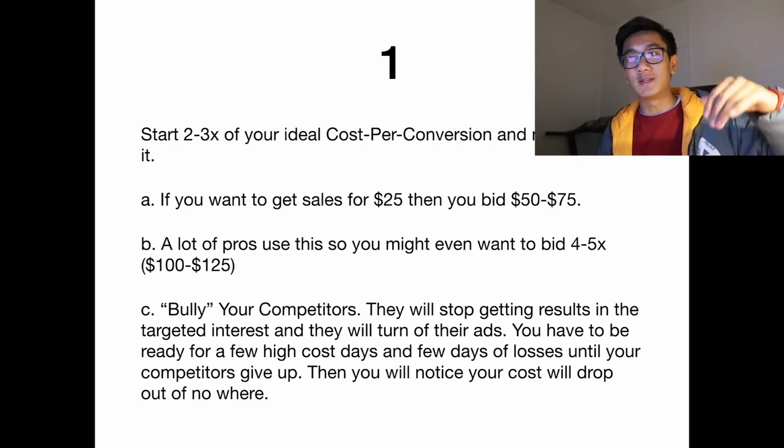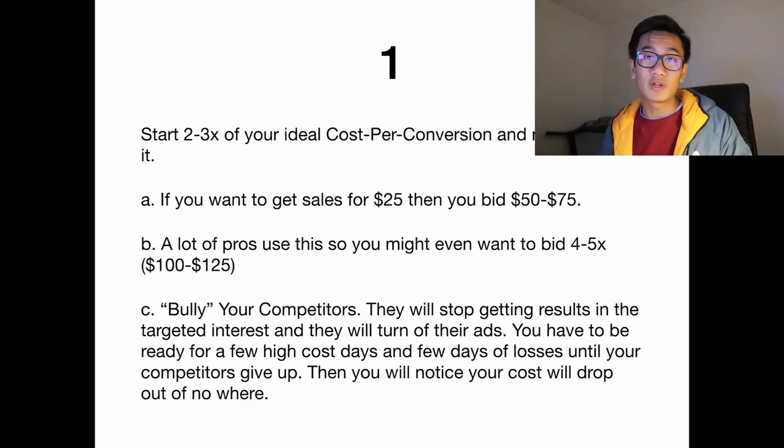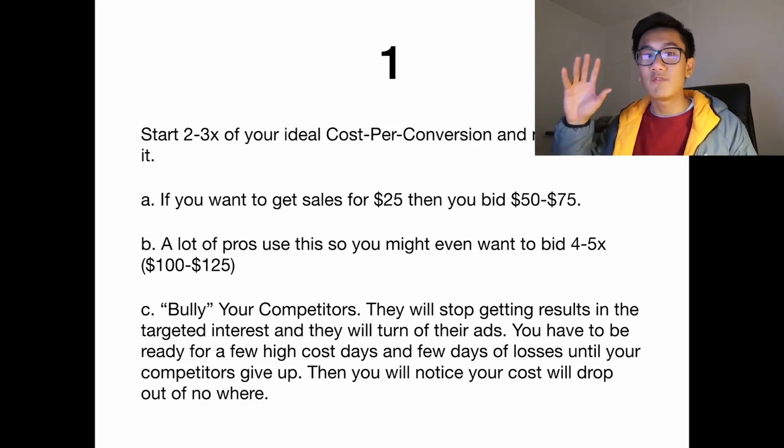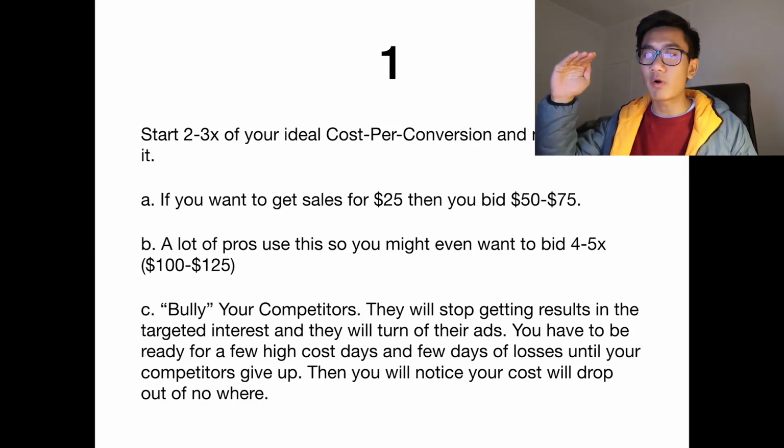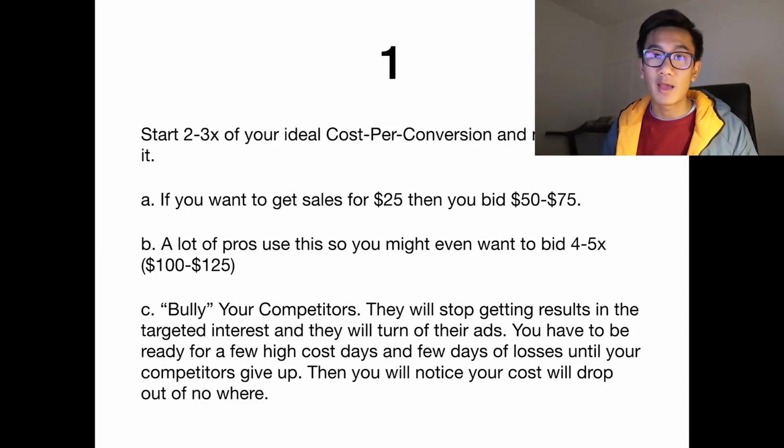Then you'll notice a dip in cost per conversion out of nowhere. You might go from like $50 cost per conversion, where you're just not profitable, down to $10. And I've personally seen that happen. That's what's happening. It's called the bully strategy, and you're bullying everyone out of the market.